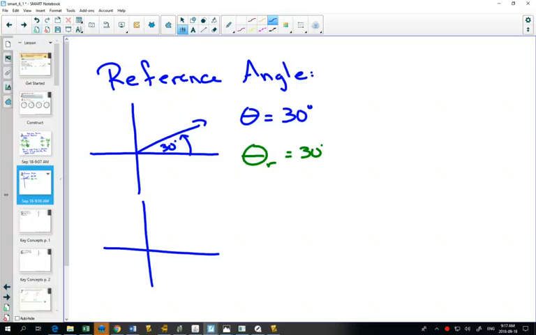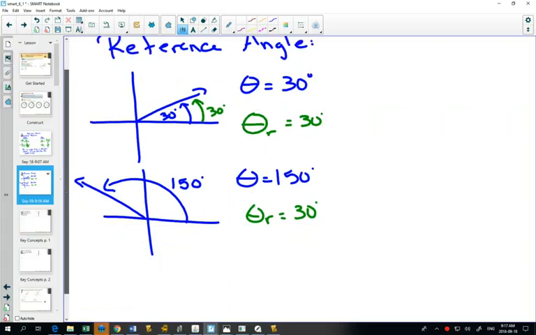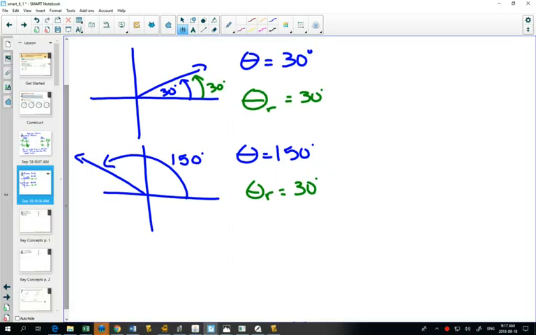And if I drew an angle of 150 degrees, my reference angle of 30 degrees is right here as well. If I drew an angle of 150 degrees, what is the reference angle? It's 30 degrees. Where would I draw that reference angle? Right here, right?